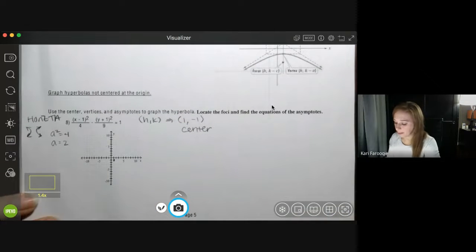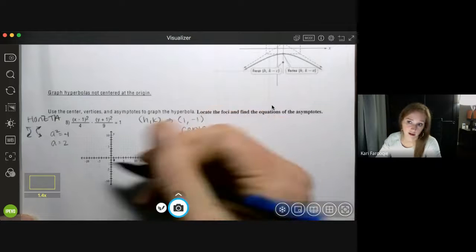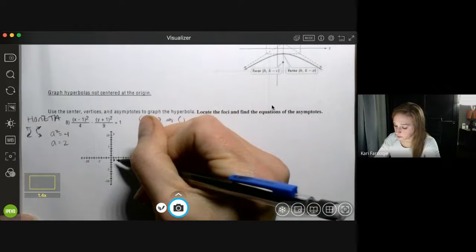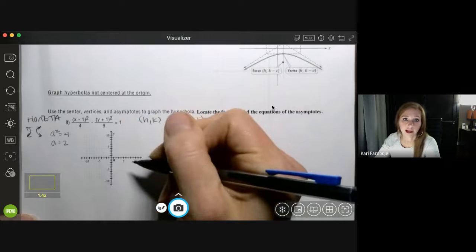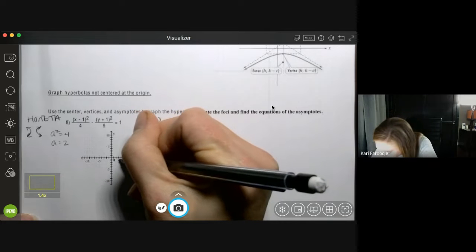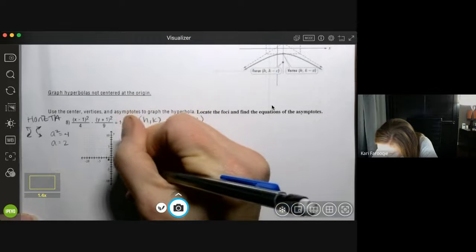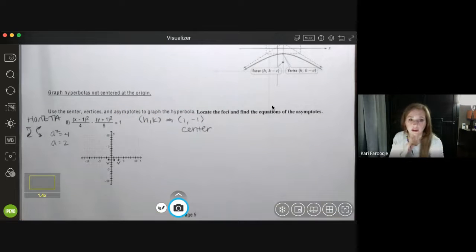And since we know that, we can go ahead if you'd like to plot the vertices. That's probably not a bad idea. Since a is 2, we're not going to plot our vertices at 2, 0 and -2, 0. We're going to use our center, and we're going to go 2 to the right and 2 to the left from the center point. So from center, which is at 1, -1, I'm going to go 2 to the right and 2 to the left. Those are the vertex points. And if you want to label them as V or label them as A, whatever you like, I want to label them as V in this case, just because I want to make sure it's super clear where our hyperbola are going to go.